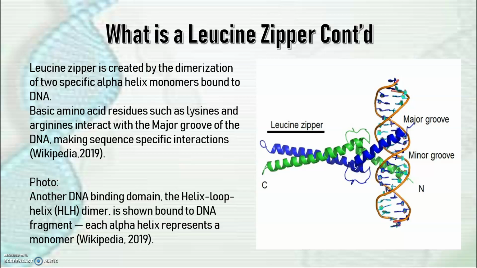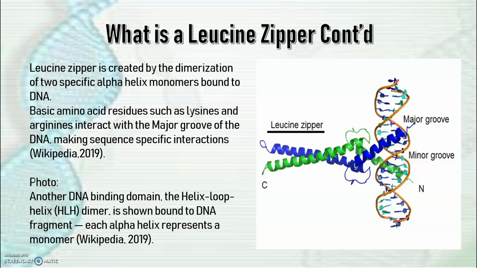What is a leucine zipper, continued? A leucine zipper is created by dimerization of two specific alpha helix monomers bound to DNA. Basic amino acid residues such as lysines and arginines interact with the major groove of DNA, making sequence-specific interactions.